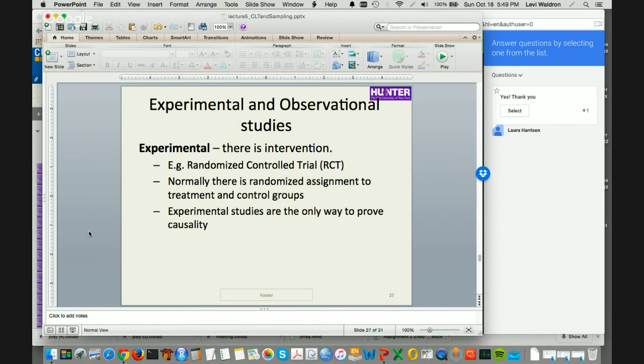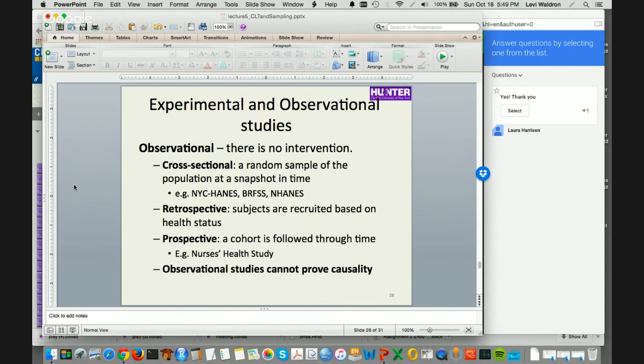And this is the only way that you can prove causality, because you randomly assign individuals to your two groups, you know that there is nothing else affecting their assignment. You have the only source of control over whether people are assigned to treatment or control groups. Whereas in an observational study, there is no intervention. As the name implies, you're only observing.